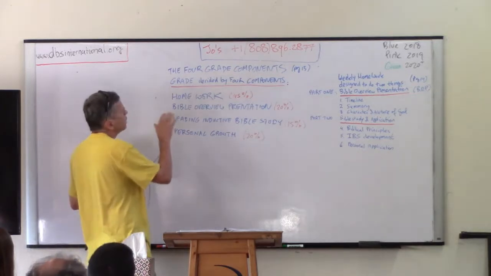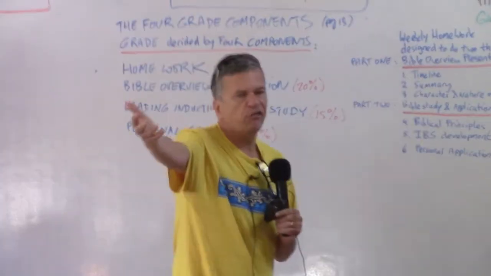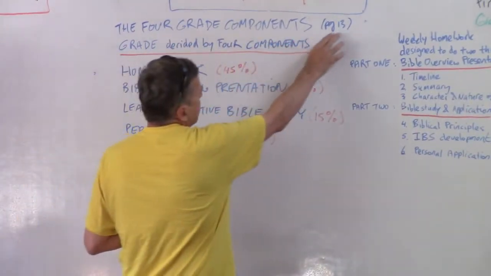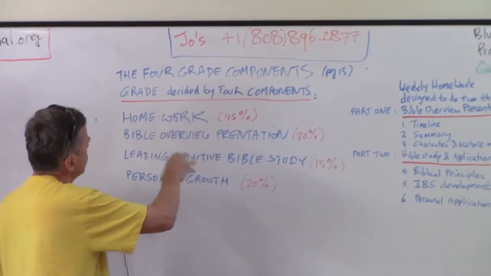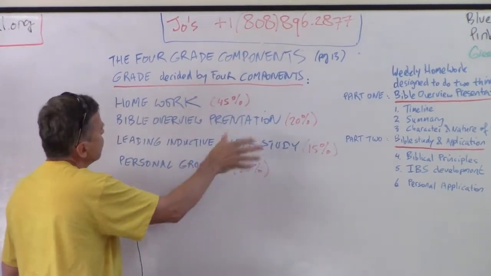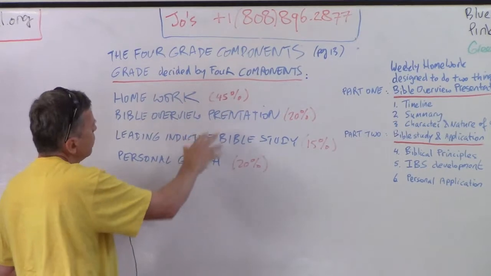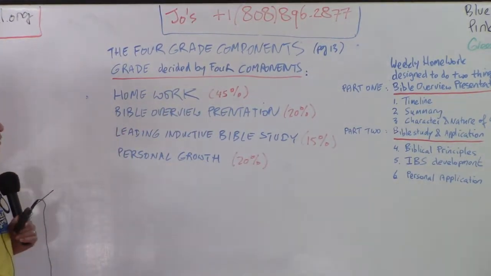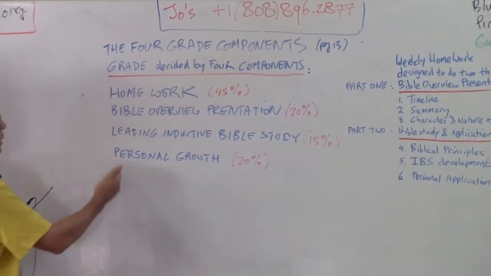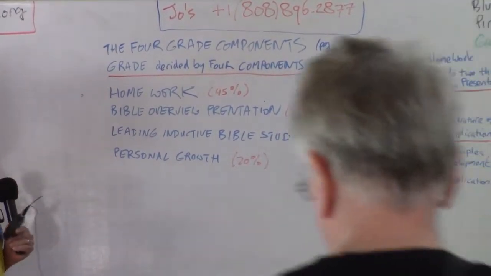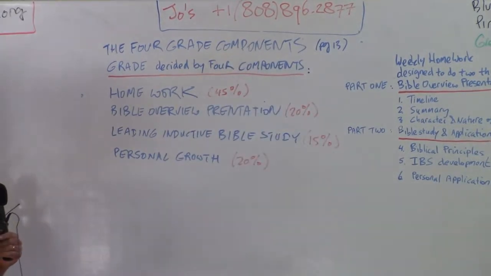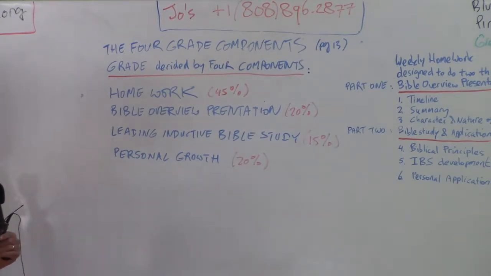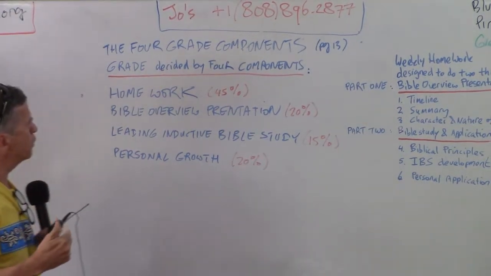So then the end result is people finish with a grade, right? And so we have what we call the four grade components in page 13. It begins in page 13. The grade is decided by these four components: homework, the Bible overview presentation at the end of the school, and then leading inductive Bible study. Usually the students in the school will begin leading the Bible study. And then, of course, personal growth is also mandatory in the U of N. That has to be part of this.